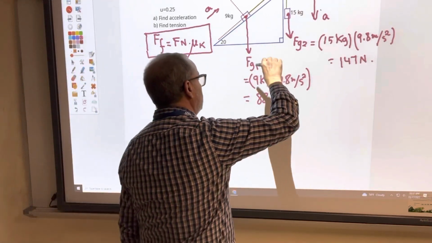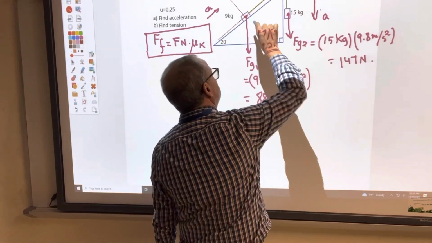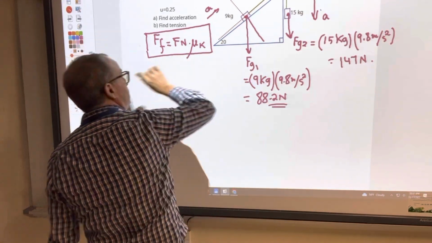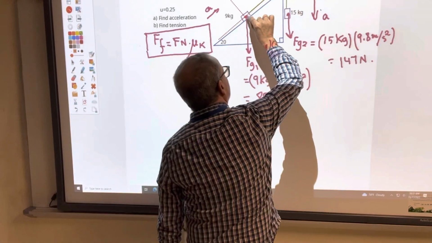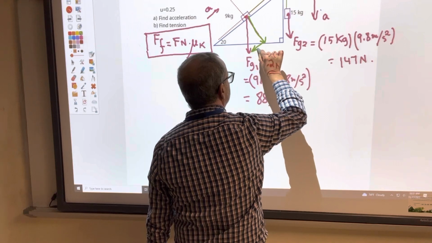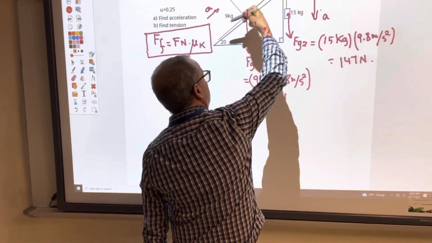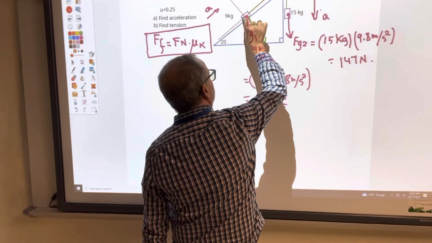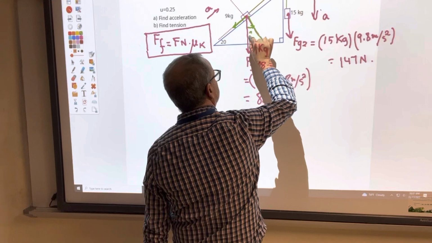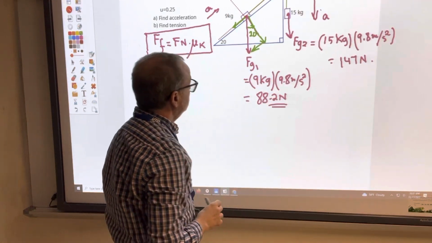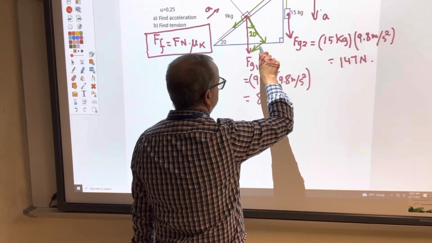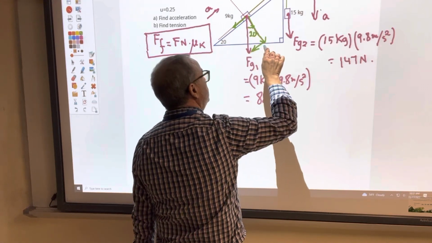Now we're going to split this force, which is the Fg1, the 88.2 newtons, into a y component, using a different color, and then an x component. As you can see, that x component is going to the left, so it's going that way. And this is where the angle is, 20 degrees. The x component of the Fg1 is opposite to the angle, so we're going to use sine.